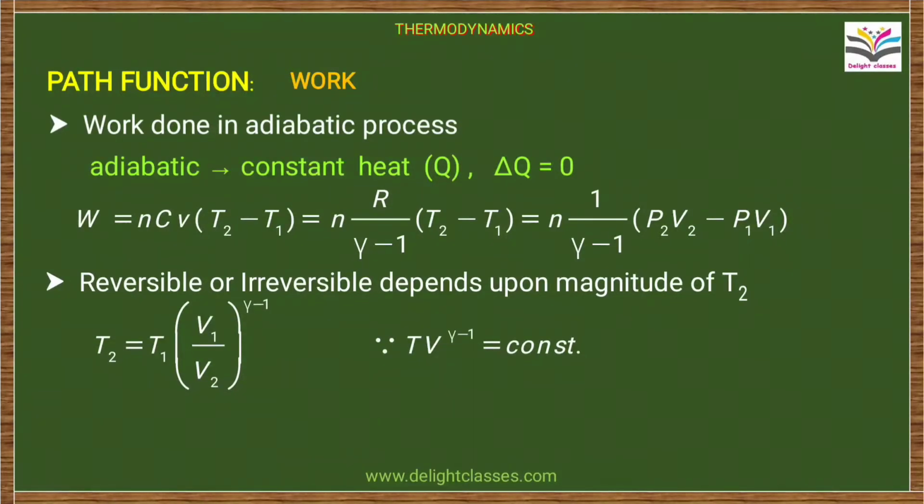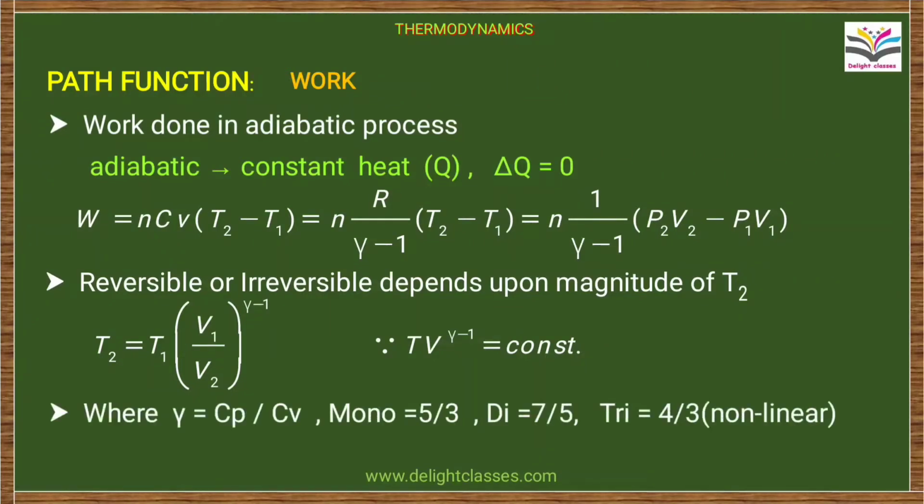Reversible and irreversible depends upon T2. T2 is equal to T1 into V1 by V2 whole power gamma minus 1, where gamma is equal to the ratio of Cp upon Cv: for monoatomic 5 by 3, diatomic 7 by 5, triatomic 4 by 3 for nonlinear.